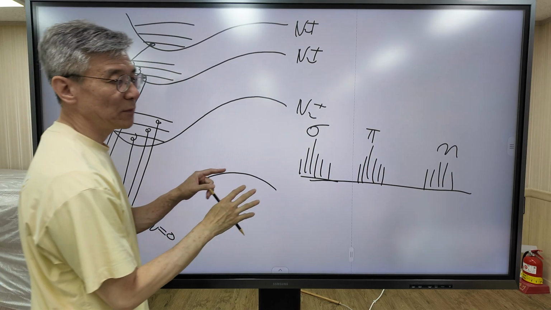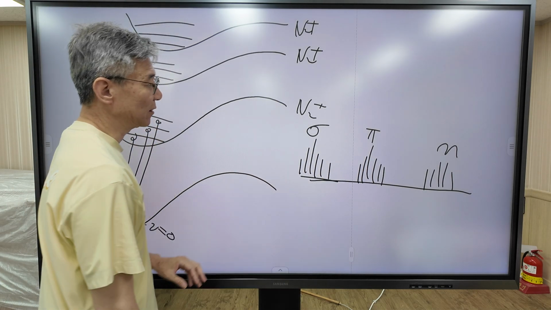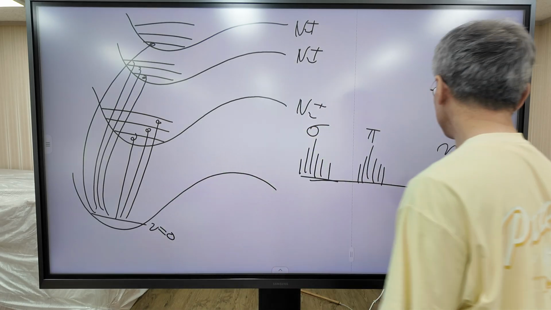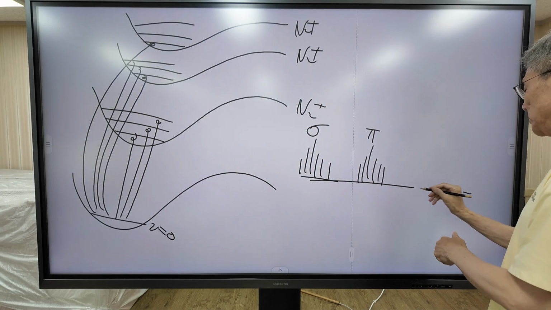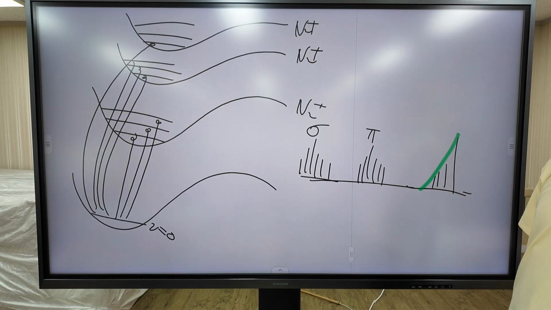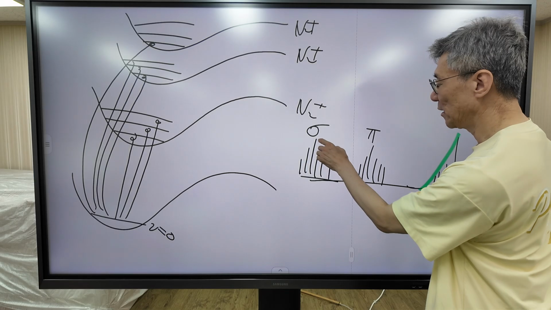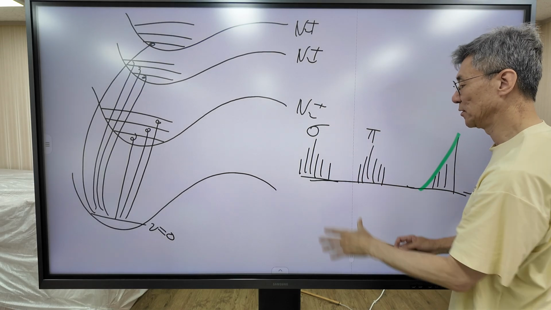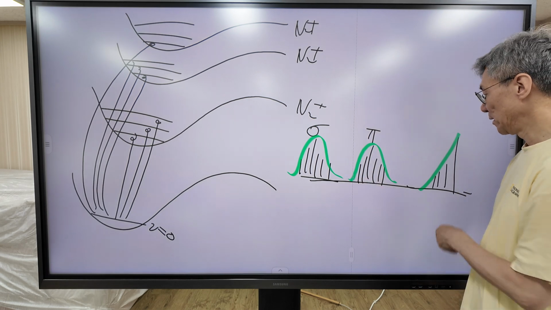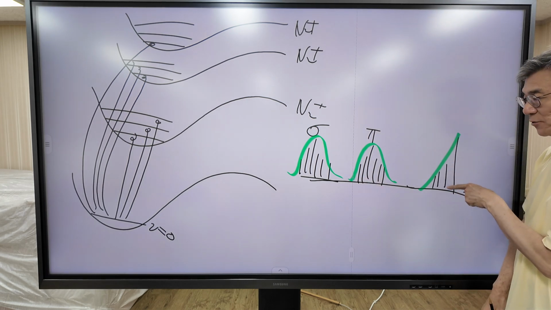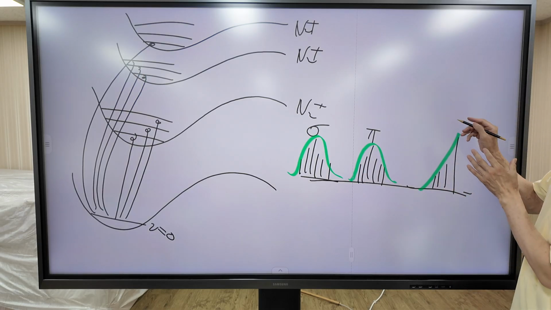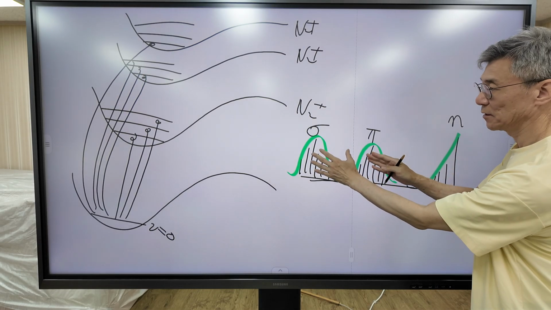But the band shape does not look like this, because this is a non-bonding orbital, so the band shape is half bell. So the actual shape looks like this, half bell shape. And the sigma orbital and pi orbital are definitely bonding orbitals, so the band shape looks like a bell shape. This is half bell shape. This one looks like bell shape. This one is a non-bonding orbital. This is definitely a bonding orbital.